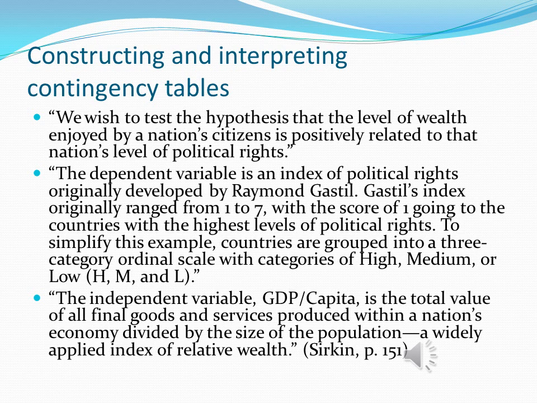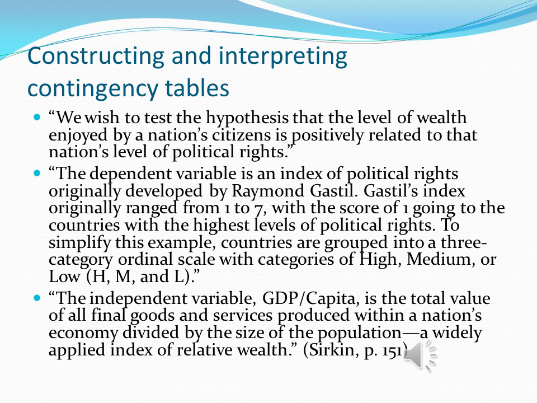The next bullet point, the independent variable is an index of political rights originally developed by Raymond Castile. Castile's index originally ranged from 1 to 7, with the score of 1 going to the countries with the highest levels of political rights. To simplify this example, countries are grouped into a 3-category ordinal scale, with categories of high, medium, or low. You'll see this in greater detail in the next slides because Sirkin condensed them.